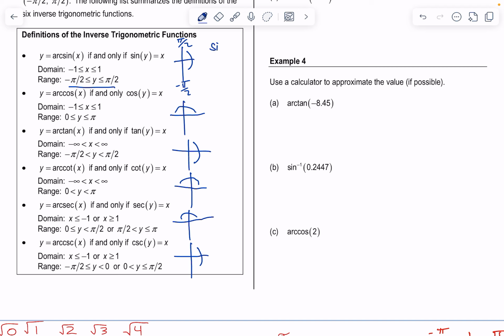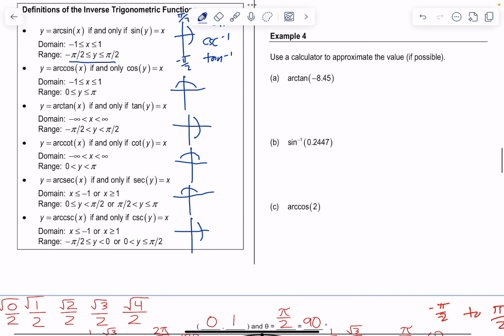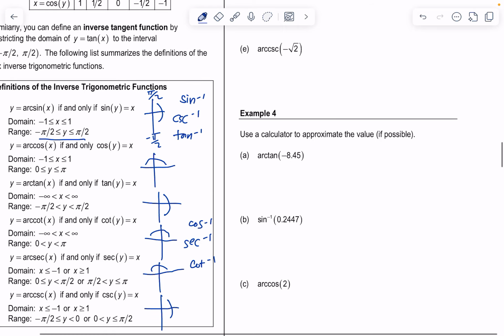So let's summarize it. It looks like arcsine, arccosecant, the inverse, yeah? And arctangent is the same. And then it looks like cosine, secant, yeah. So arcsecant, arccosine, and then arccotangent are the same. Okay, there you go. So let's solve.